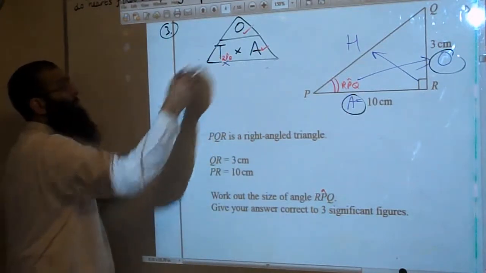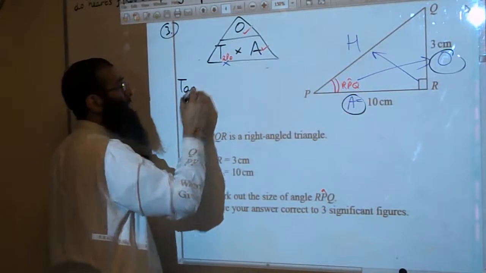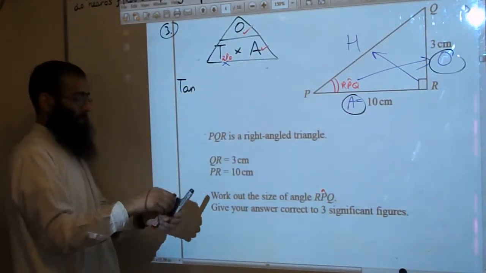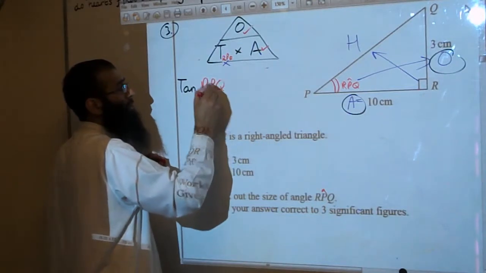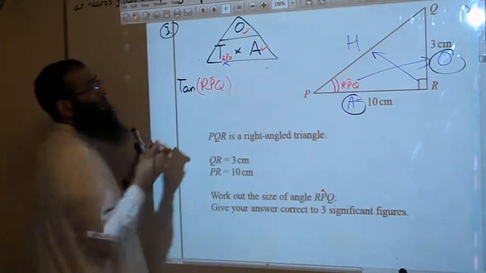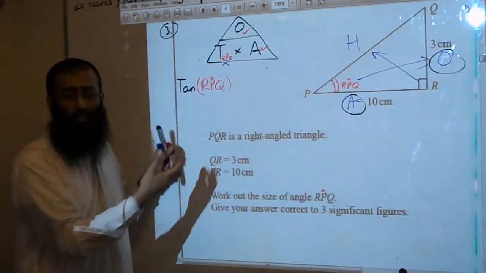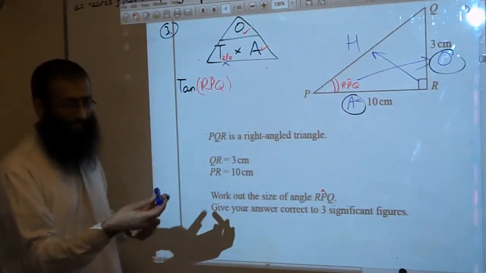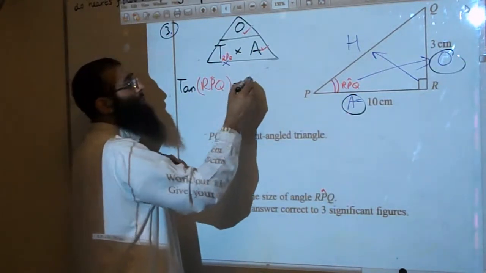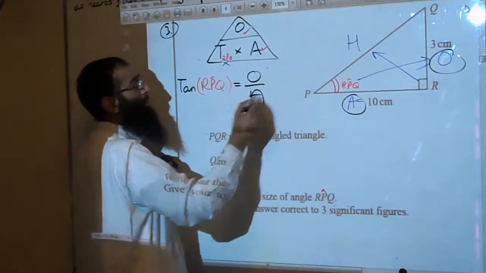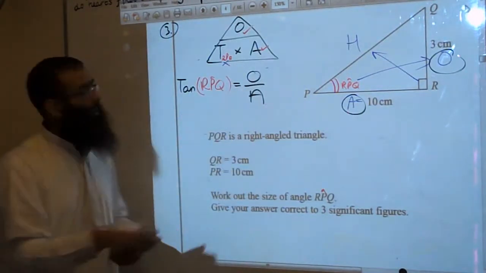Right. Let's write this bit down. So tan of my angle. Remember it's tan of the angle. That's why some of you are making mistakes. You just write down tan. Zishan, you got that point there? Tan of the angle is equal to, so this is what you say it was? O over A.